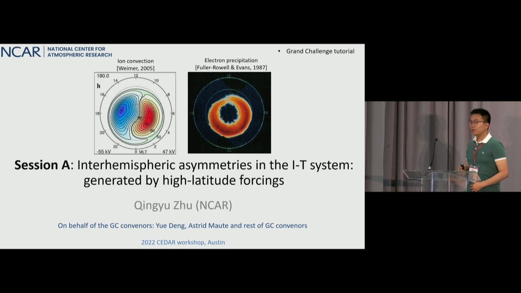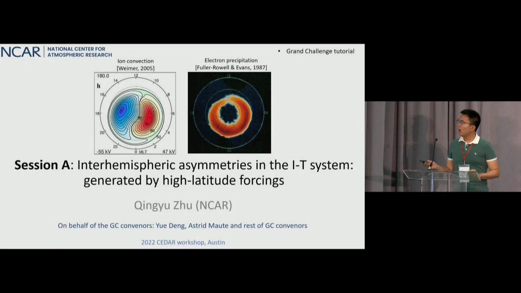Thanks for the nice introduction. This is Qingyu from NCAR. Today I'll introduce the interhemispheric asymmetries associated with high latitude forcing. The high latitude forcing we are referring to in this presentation is the ion convection, typically in a two-cell pattern, as well as the auroral particle precipitation, which typically occurs in a ring-shaped region called the auroral zone.